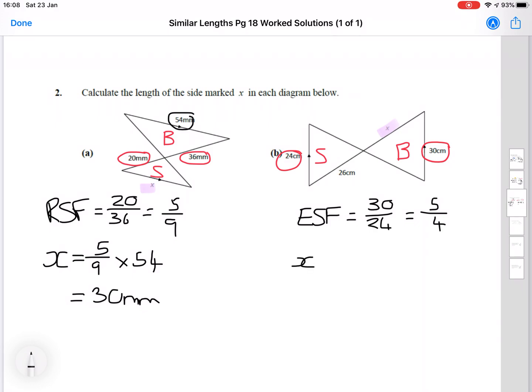So the missing side X, we will do 5 over 4 times, and the side that corresponds with that X is the 26. So 5 divided by 4 times 26 gives you 32.5. And this one's in centimetres this time.